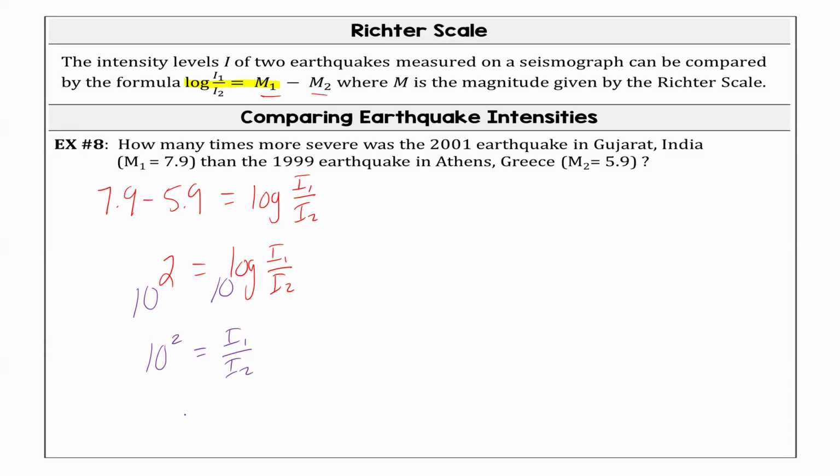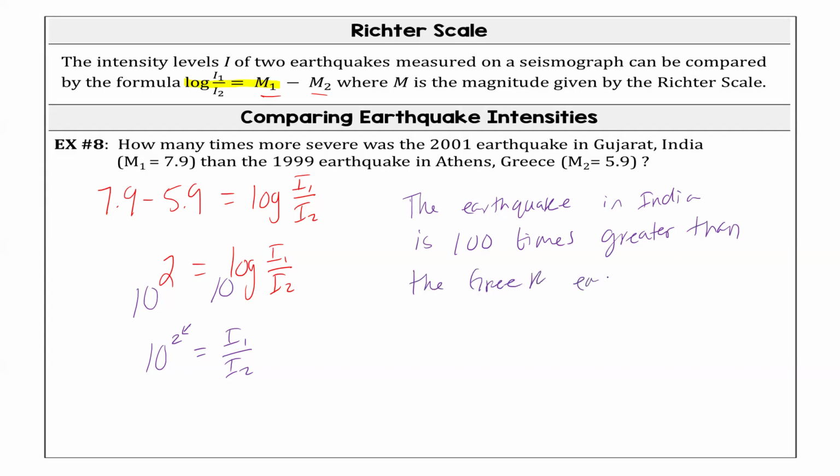Your magnitude is just the power of base 10. What is my power on the base 10? 2. So therefore, I can write the earthquake in India is 100 times greater than the Greek earthquake. And that's because it had an order of magnitude of 2. I said 5, and I have no clue why.